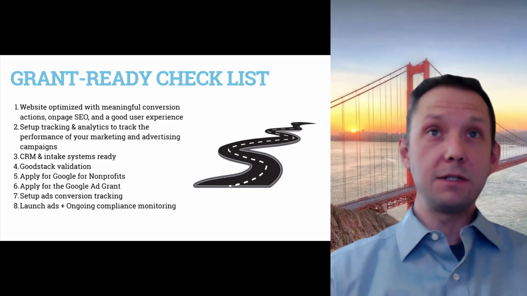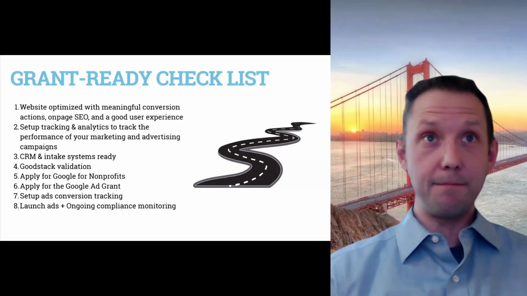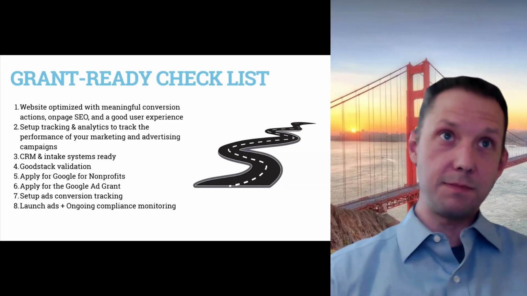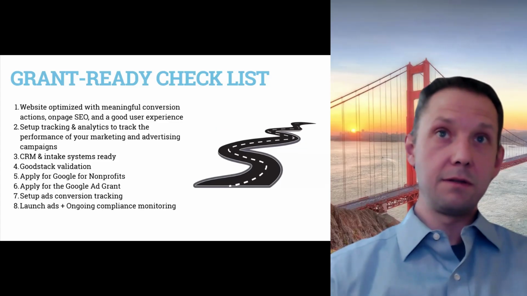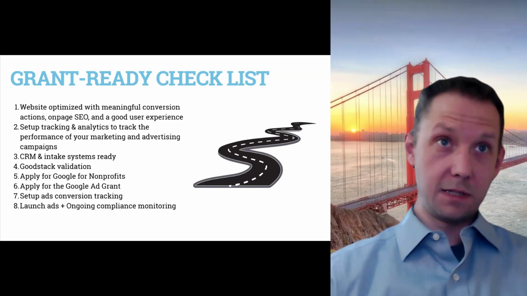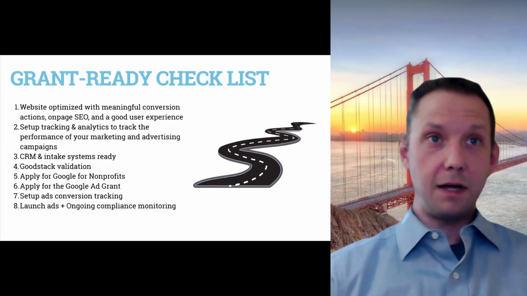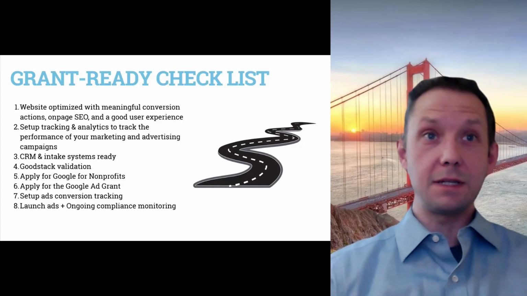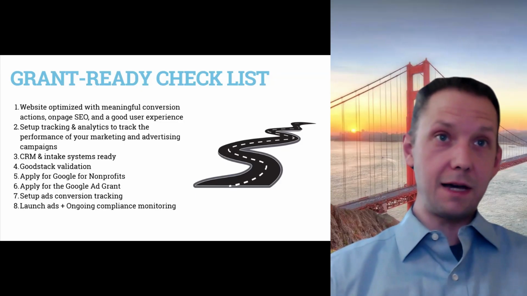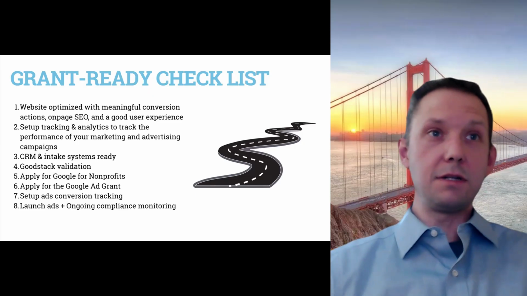1, website optimized with meaningful conversion actions set up, good on-page SEO, and a good user experience. Your tracking is set up and your analytics are in place, so that way you can see what's working and what isn't. Your CRM and intake systems are good to go. Your tech stack is validated. You've applied for the Google for Nonprofits account. You've applied and you now have access to your Google Ad Grant account. You've set up your ads and conversion tracking, and then you launch.